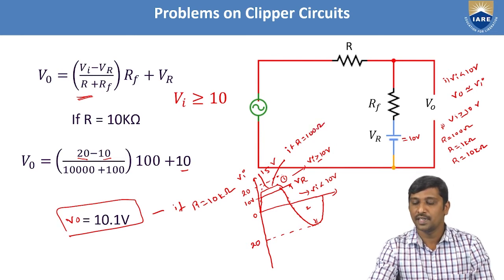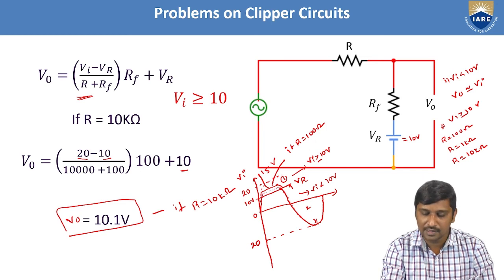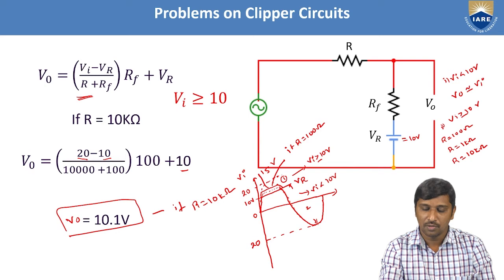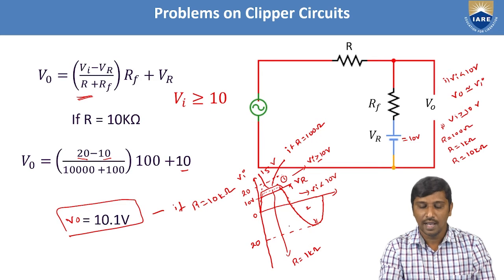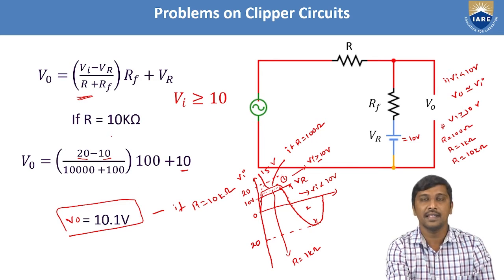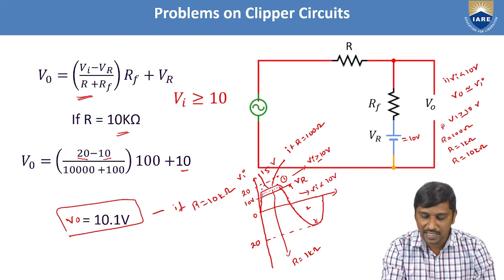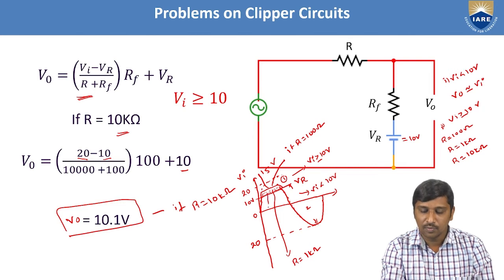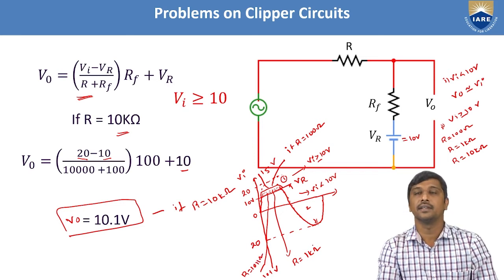Similarly, we need to identify if R is 1 kilo ohm, we observe that Vo is 10.9 volts. Let us take this as 10.9, and this is the condition for R equal to 1 kilo ohm. Similarly, we also observe that if R is 10 kilo ohms, the output voltage is 10.1 volts, which is very near to this 10 volts. So this point I consider 10.1 volts, and this is for R equal to 10 kilo ohms. Like this, we need to plot the graph with respect to your given input signal.